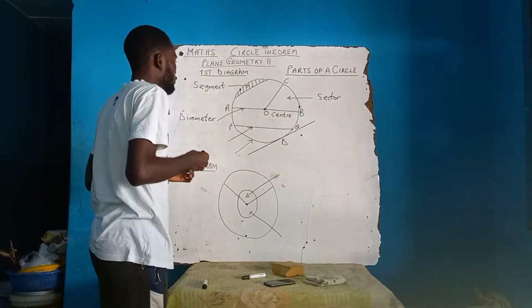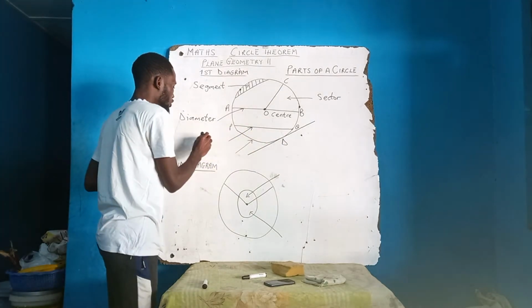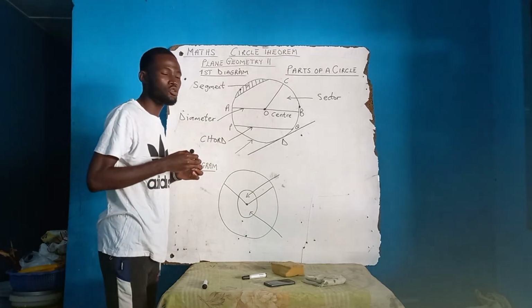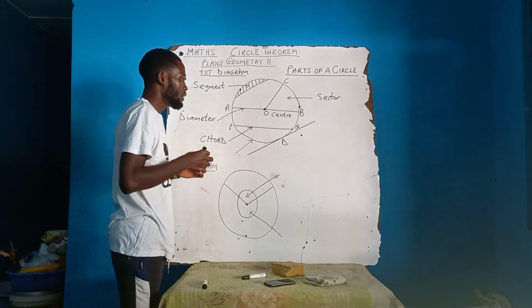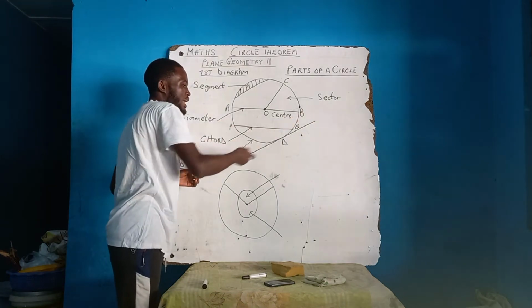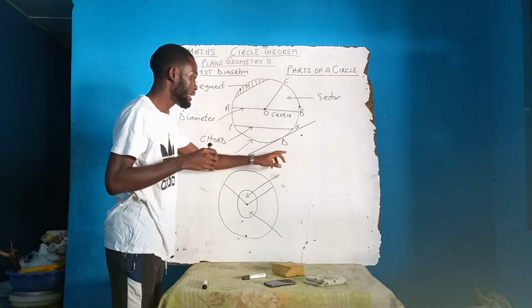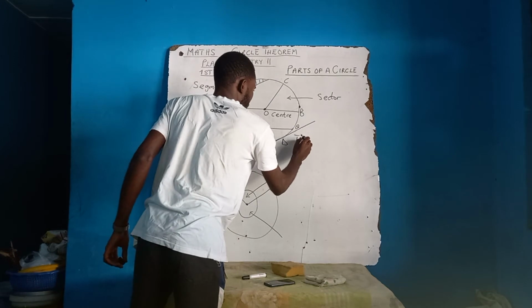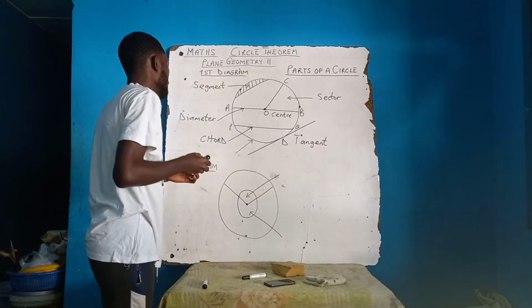So we have angle COB or BOC as our sector. And then we also have line PQ as our chord. We also have an outside line touching the circumference of the circle at D, and that becomes our tangent.